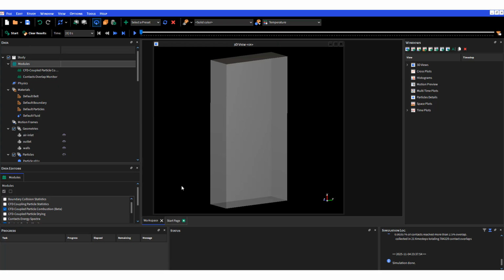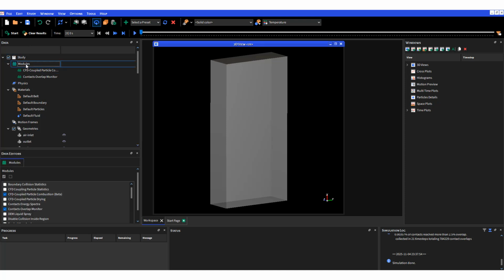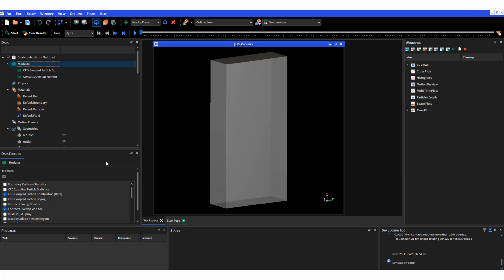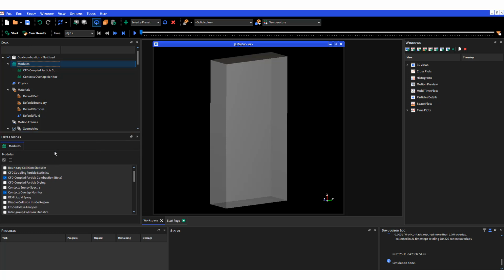Okay, so moving to the Rocky setup. The first thing is we have to define our study. Here you can label the name. So you can call it combustion fluidized bed, and I can add some description as well. Then we can move to the modules. The modules that we're using are fairly simple: contact, overlap, monitor, and I also added a CFD coupled particle combustion beta module.